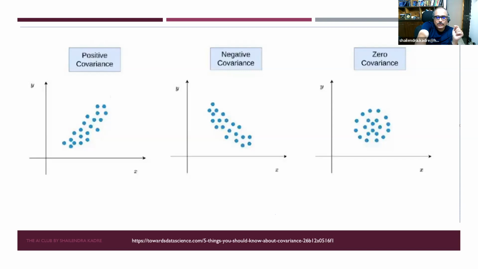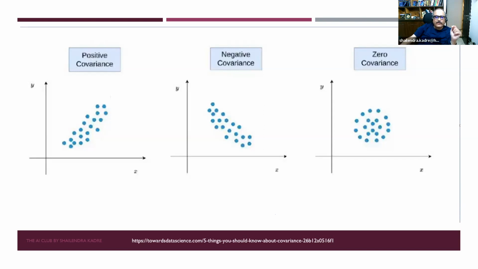Now negative also is not a perfect straight line coming down. In the middle one, it is coming down, but it is not very straight. It is a little bit scattered here and there. The shape is also a little different from a straight line. So you can say it's a negative covariance, but not very strong.